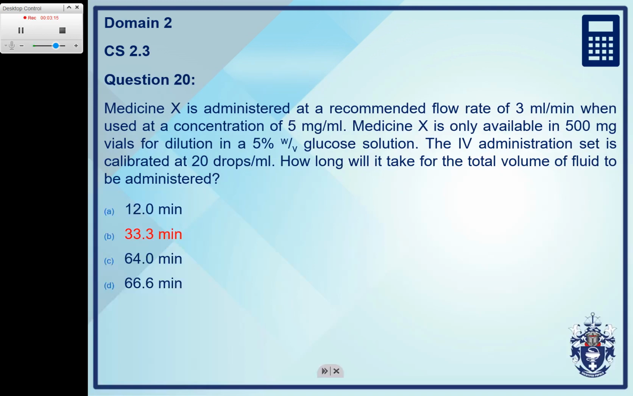Medicine X is administered at a recommended flow rate of 3 milliliters per minute when used at a concentration of 5 milligrams per ml. Medicine X is only available in 500 milligram vials for dilution in a 5% weight per volume glucose solution. The IV administration set is calibrated at 20 drops per ml. How long will it take for the total volume of fluid to be administered?